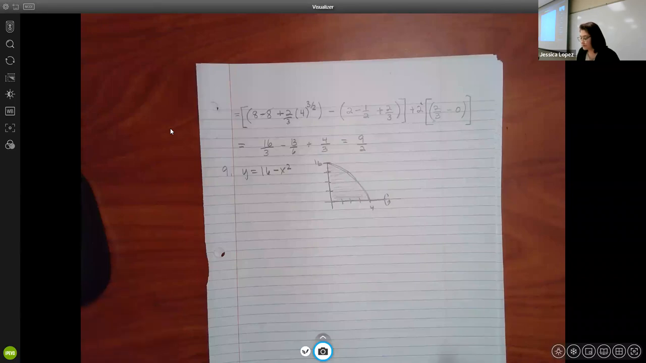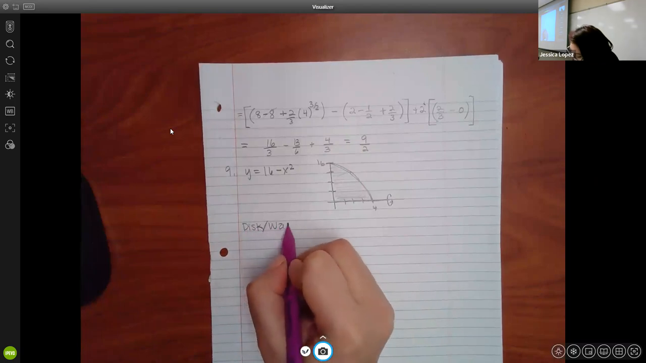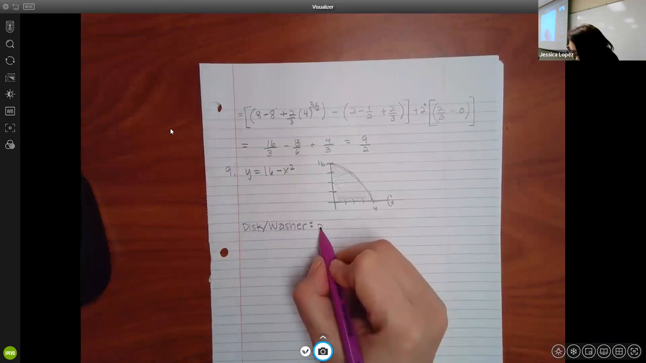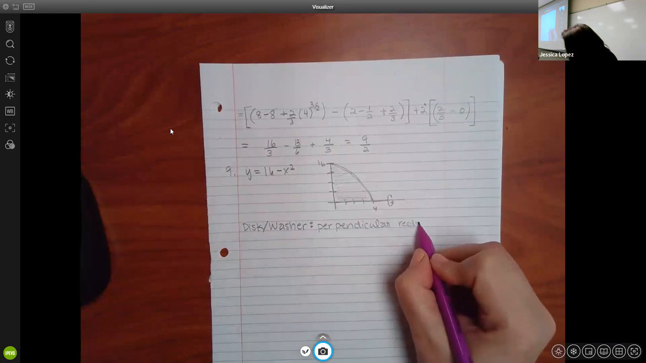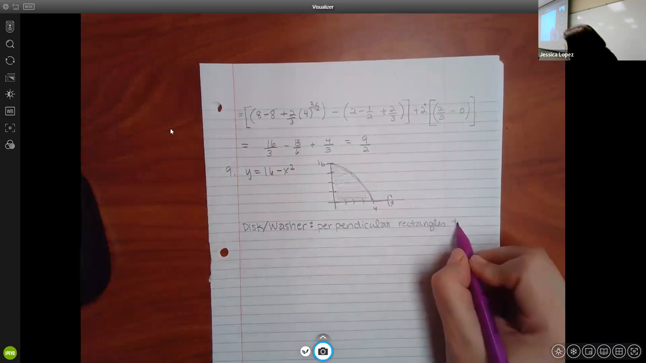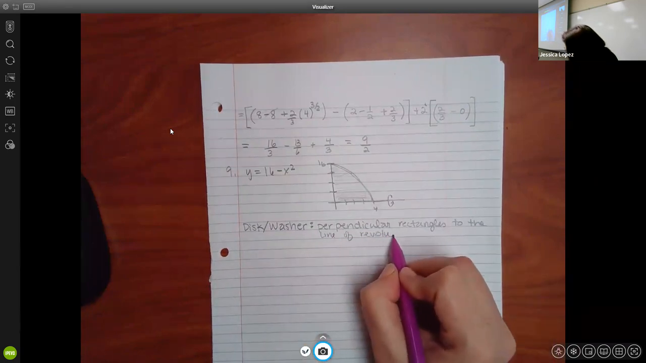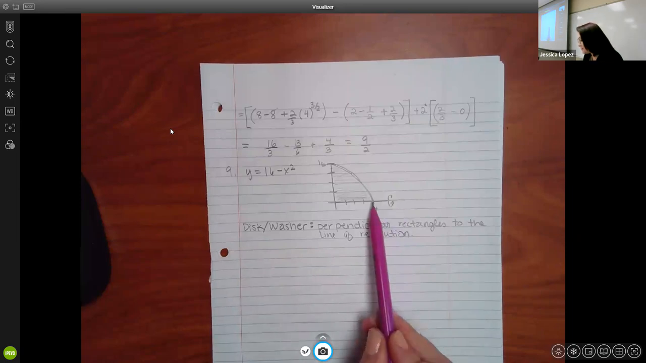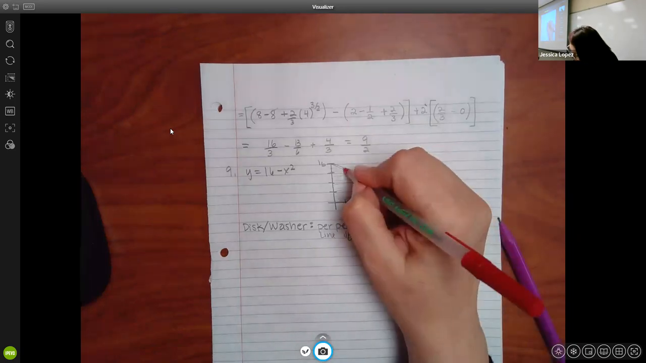So there's a lot to remember here, okay? For disk slash washer, you have to remember that this one uses perpendicular rectangles to the line of revolution. Sometimes it's also called the axes of revolution. But they do have to be perpendicular. So since this is my line of revolution, that's a horizontal, right? So that tells me that my rectangle would have to be vertical.